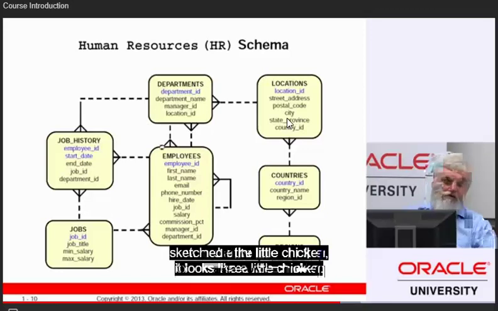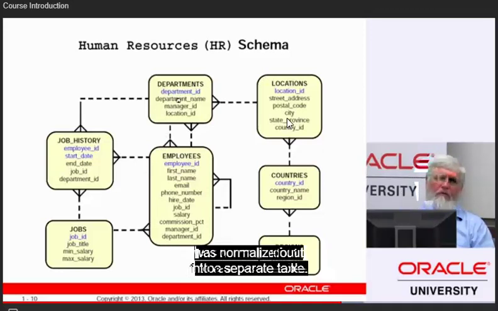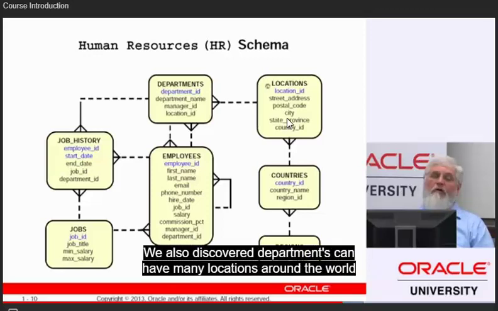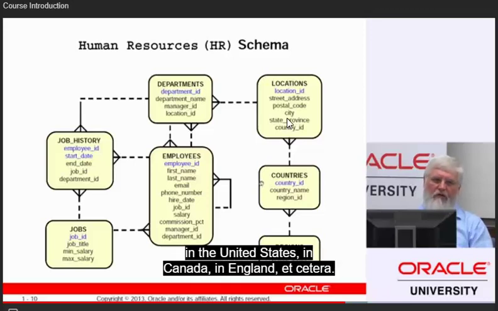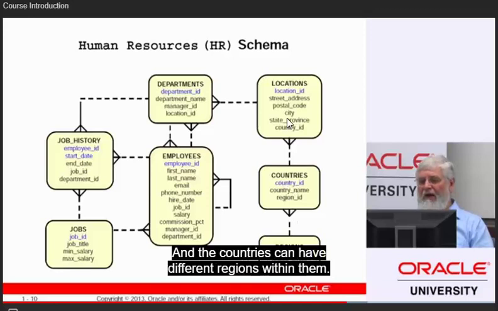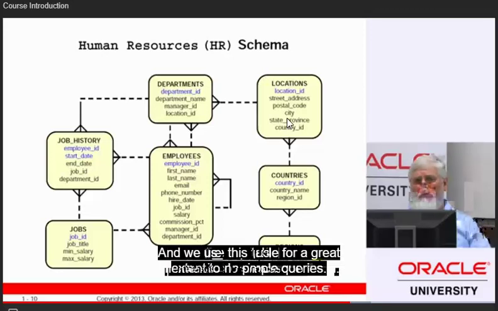We also discovered departments can have many locations around the world if it's a big company, and locations can exist in many countries, in the United States, in Canada, in England, etc. And the countries can have different regions within them. So they've just done a normalization process on it. We use this schema to a great extent to do simple queries. Unfortunately, the tables in here have a very limited number of rows.